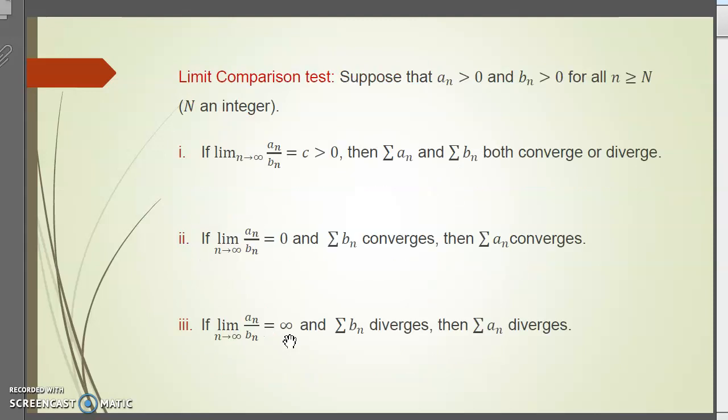In comparison, there is also one more test, the limit comparison test. It means you find the limit, and according to that you say whether it is convergent or divergent. Let a_n be greater than or equal to 0, b_n greater than 0. If the limit as n tends to infinity of a_n by b_n is equal to some constant, then both series a_n and b_n are either convergent or divergent. If you get 0, then if b_n is convergent, a_n is also convergent. If you get infinity, and b_n is divergent, then a_n is also divergent.